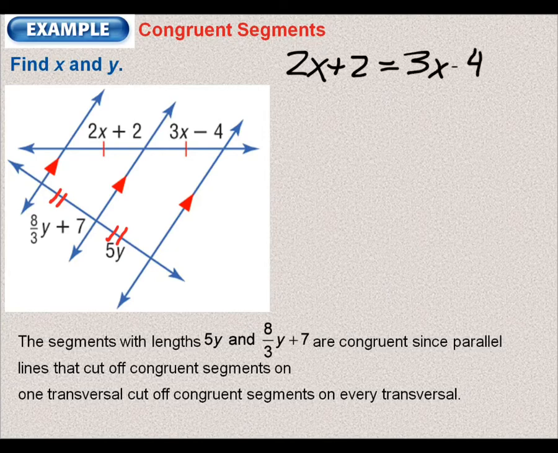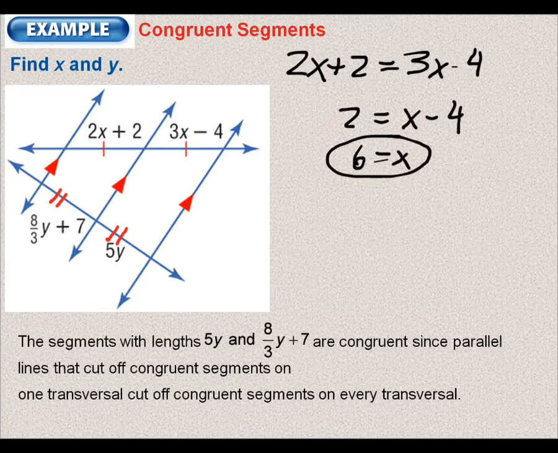If I subtract 2x from both sides, I get that. If I add 4 to both sides, I get x is 6. And then by that theorem, I know these 2 pieces are congruent, so I can set them equal to each other. I know 8/3 y plus 7 is equal to 5y.